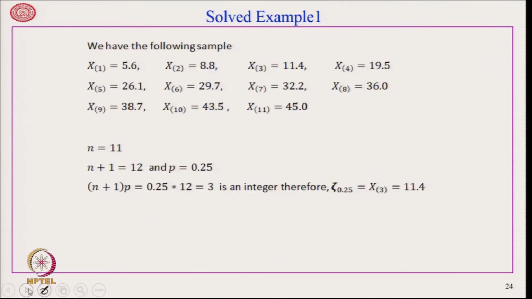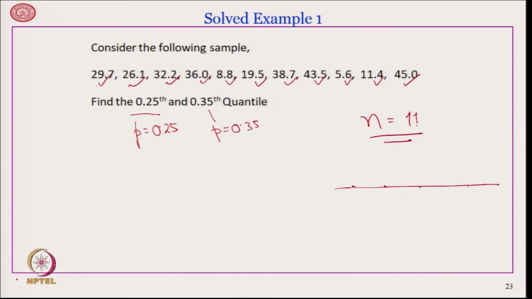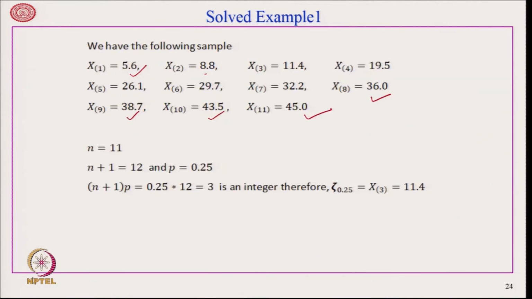We first compute the order statistic. That means we sort the values from the smallest to the largest. The smallest observation is 5.6, the second smallest is 8.8, like that. The 8th one is 36, the 9th one is 38.7, the 10th one is 43.5. So, this is the order statistics of the observed data. Do not forget that the sample might have come in the order as given there, but when I sort the observations, I get this sequence.